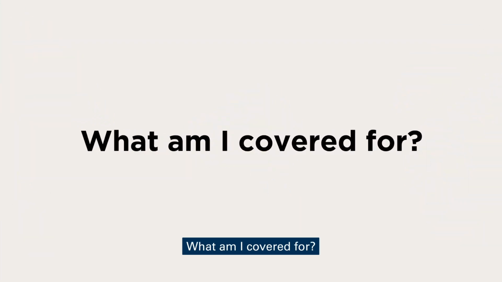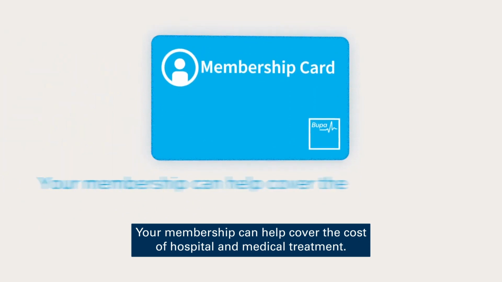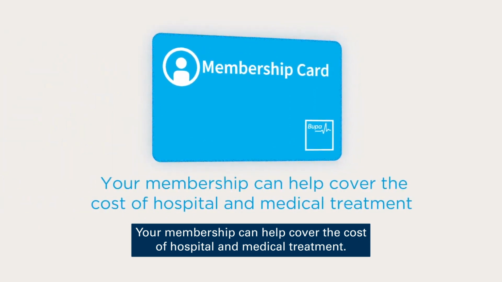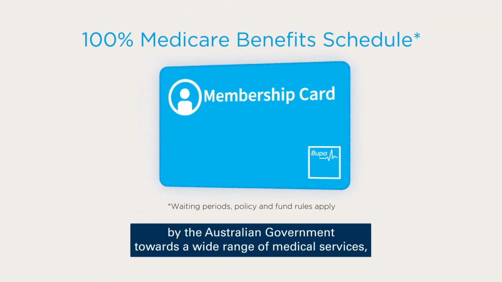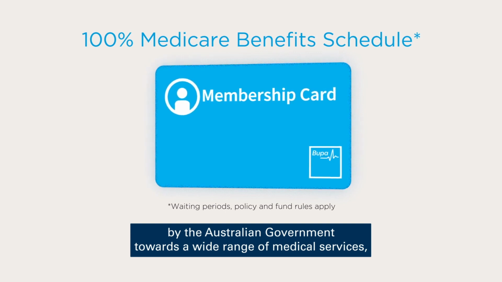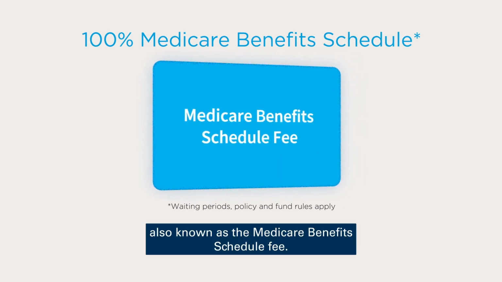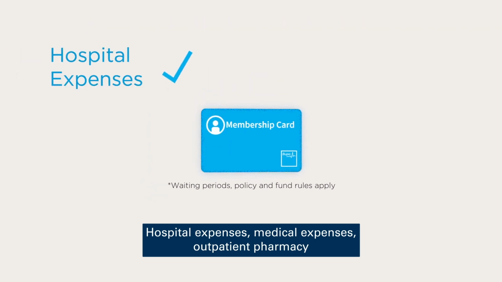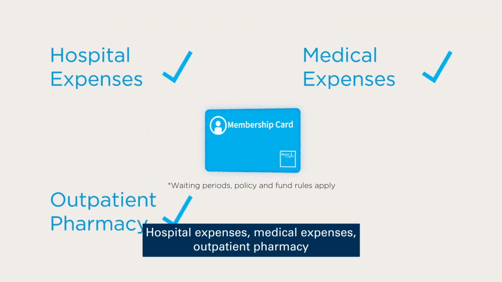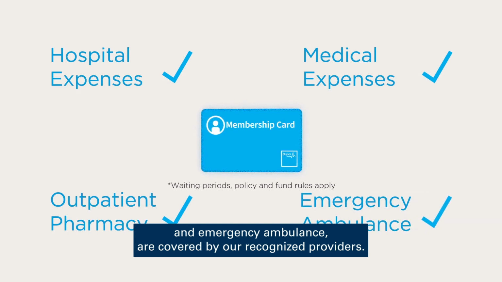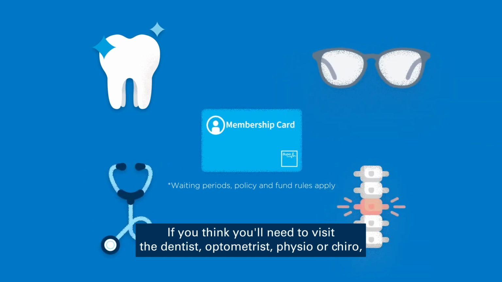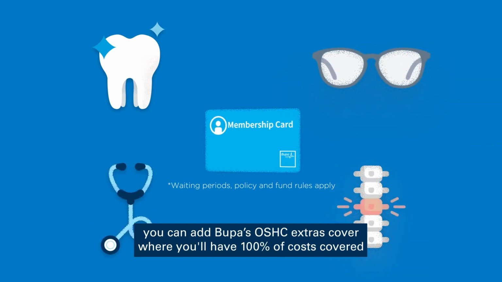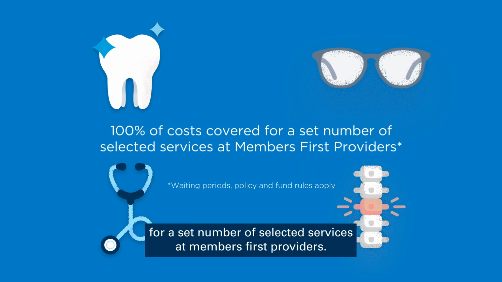What am I covered for? With Bupa's Overseas Student Health Cover, your membership can help cover the cost of hospital and medical treatment. Bupa pays the equivalent of 100% of the fees as set out by the Australian government towards a wide range of medical services, also known as the Medicare Benefits Schedule Fee. Hospital expenses, medical expenses, outpatient pharmacy and emergency ambulance are covered by our recognised providers. If you think you'll need to visit the dentist, optometrist, physio or chiro, you can add Bupa OSHC Extras Cover, where you'll have 100% of costs covered for a set number of selected services at members first providers.